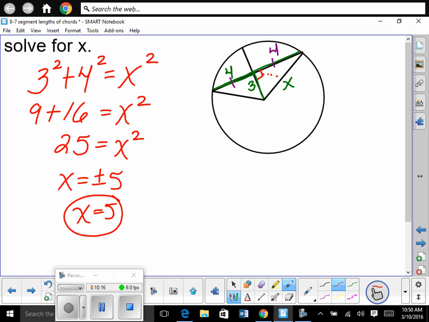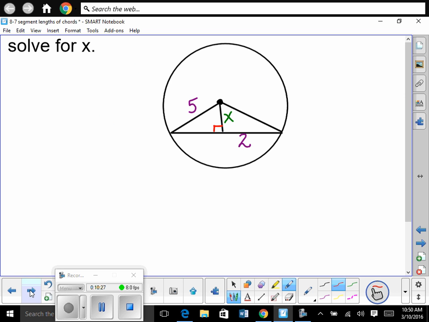Why do we have to put the plus and minus? Because it is true, right? x is equal to plus and minus 5. We're solving that, right? It is quadratic, right? Okay. Next problem.